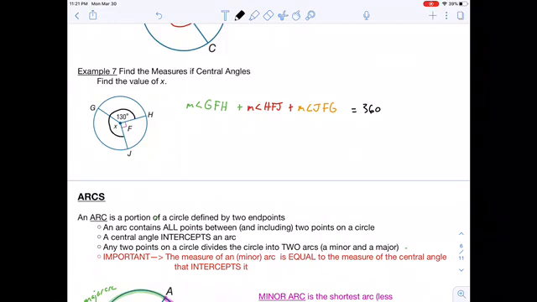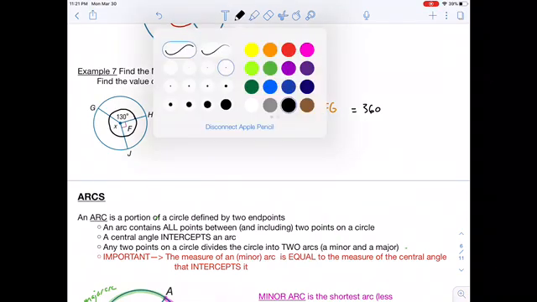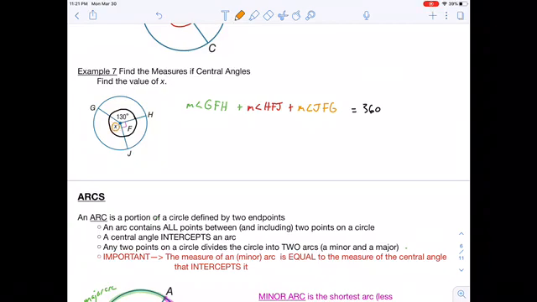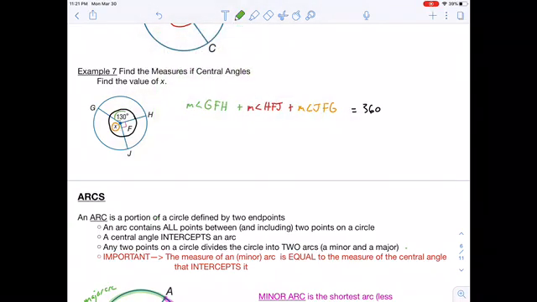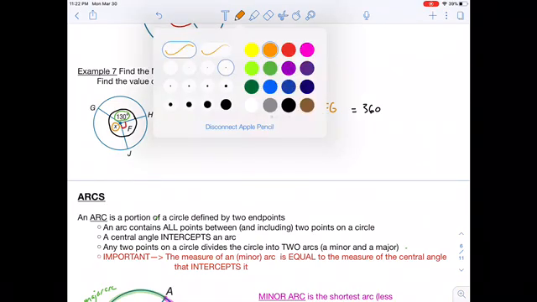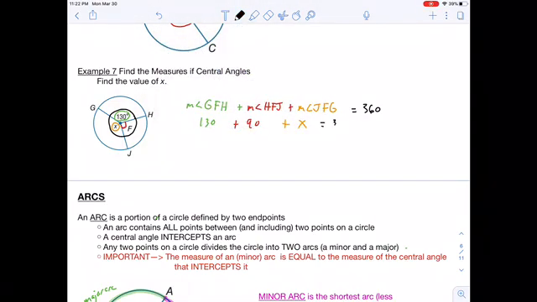So in this circle, we have three central angles. We have this orange one, which we're trying to find, and then this green central angle of 130 degrees. And then we have this red central angle, which is a right angle. The sum of those central angles is going to be 360 degrees. In a circle, there's 360 degrees rotated around a point.